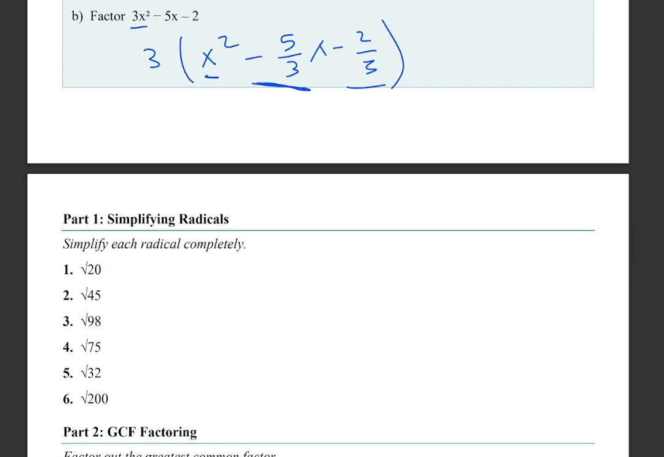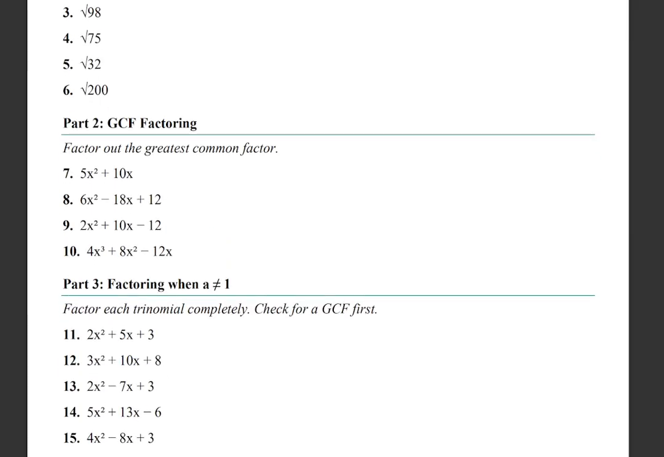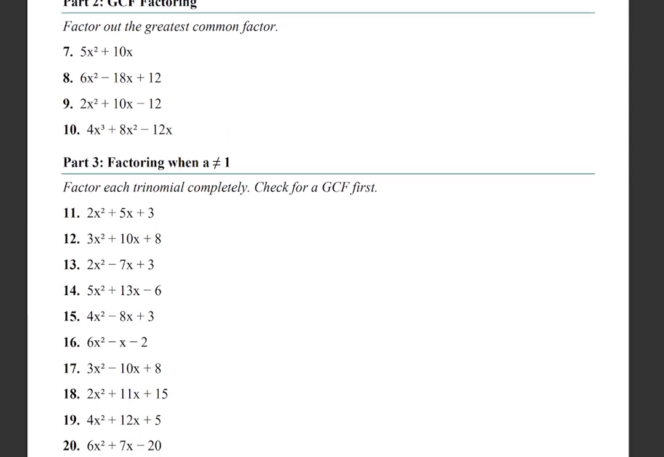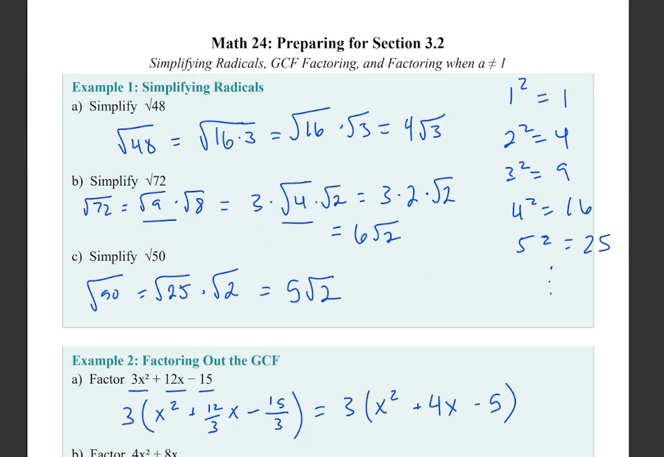So that's it for our examples for today. Please get some practice on simplifying the radicals here, on factoring out the greatest common divisor, and then factoring out when your greatest common divisor doesn't actually divide all the other terms. Give it some practice and reach out if you need any help.